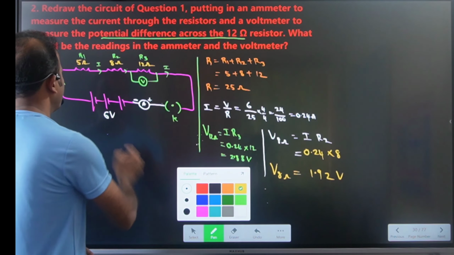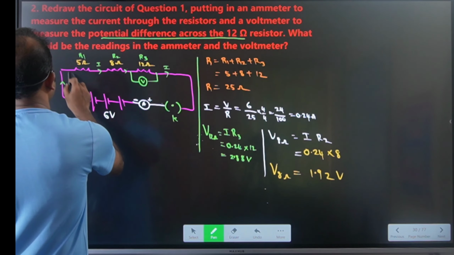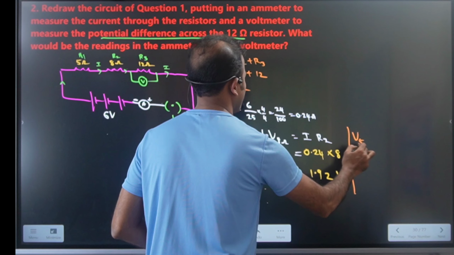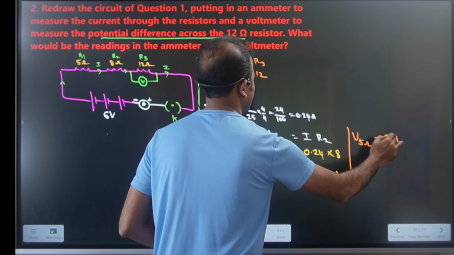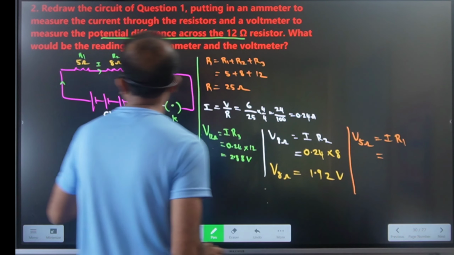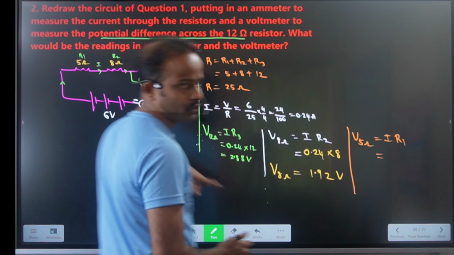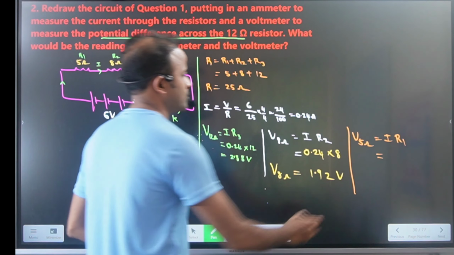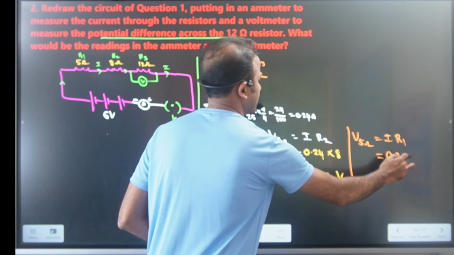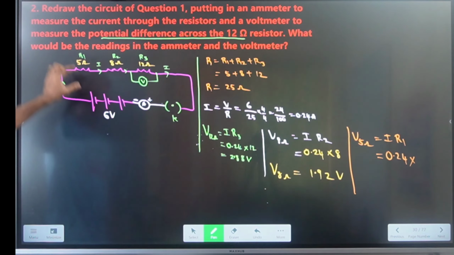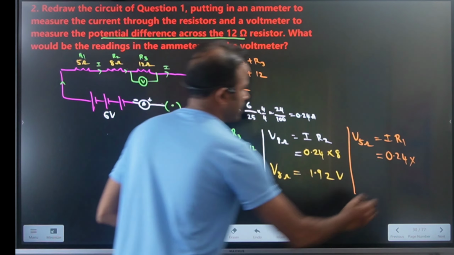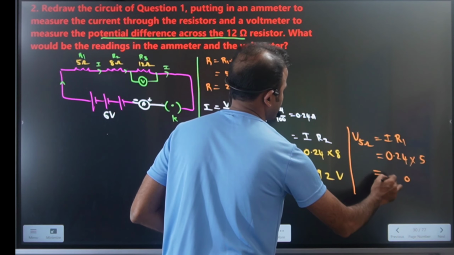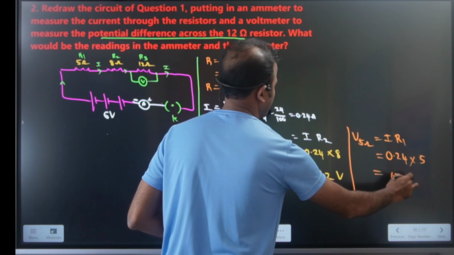Similarly, you find the voltage drop across the 5 ohm resistor. It equals I into R1. The current flowing in the circuit is always the same, 0.24, and R1 is 5 ohm. 0.24 into 5: 5 times 4 is 20, 5 times 2 is 10, 11, 12. After 2 digits you put the point, 1.2 volts.